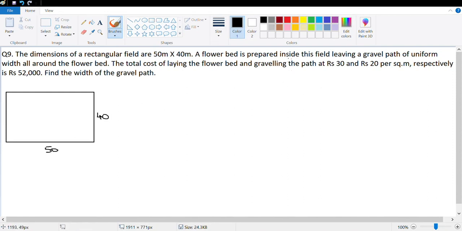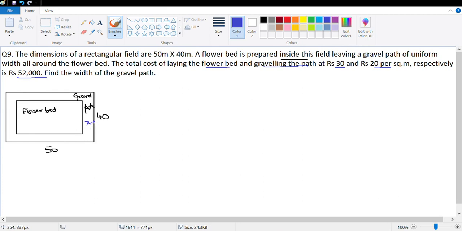A flower bed is prepared inside this field, okay, leaving a gravel path of uniform width all around the flower bed. So we have a path around the flower bed. So this is basically the flower bed and this is the gravel path. Done. Let's read the question. Of uniform width all around the flower bed, total cost of laying the flower bed and path at some cost is equal to 52,000. Find the width of the gravel path.